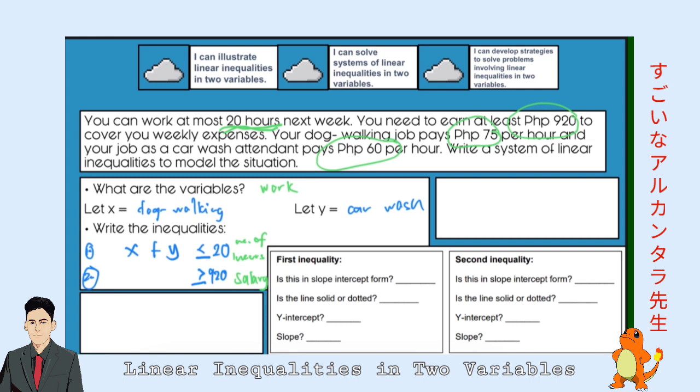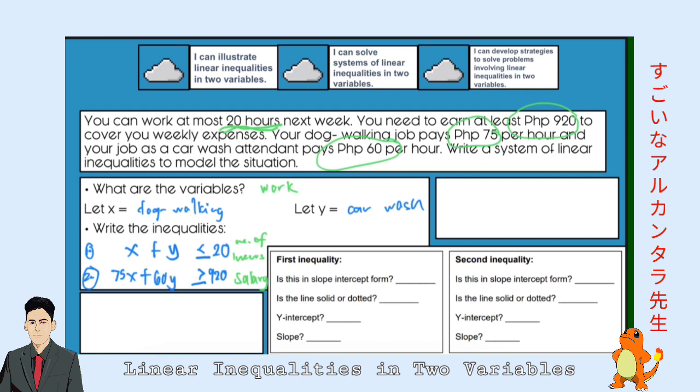Using the pattern x plus y, what should you multiply to x, which is your dog walking job? You get 75, so 75x. The reason why it's 75x is because you get paid 75 per hour of your dog walking job. While for car wash attendant, you get paid 60 pesos. Why did I say dollars? Oh, sorry, pesos. So 60y. And that's how it looks.